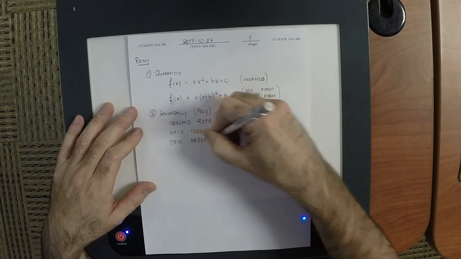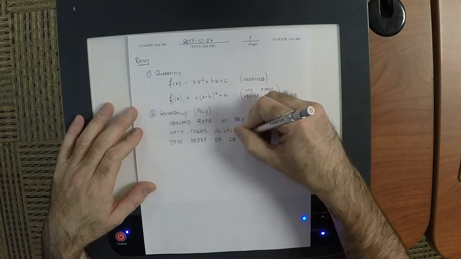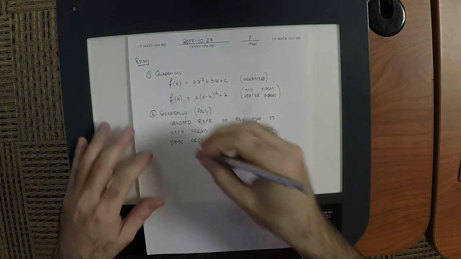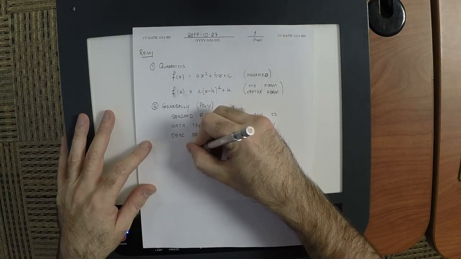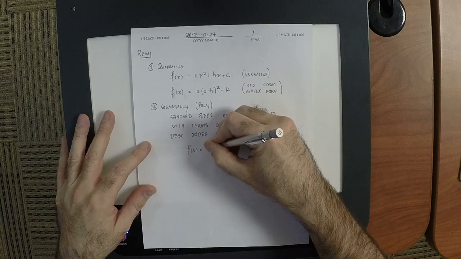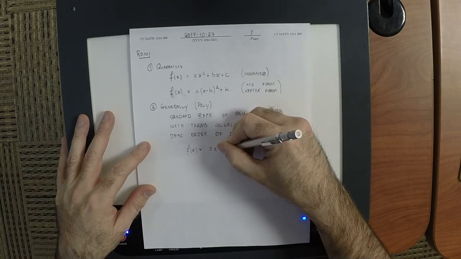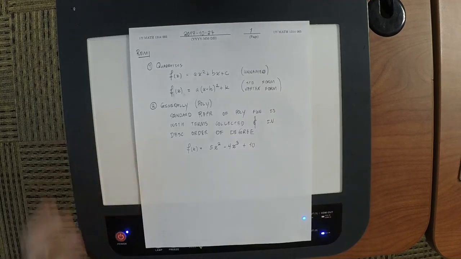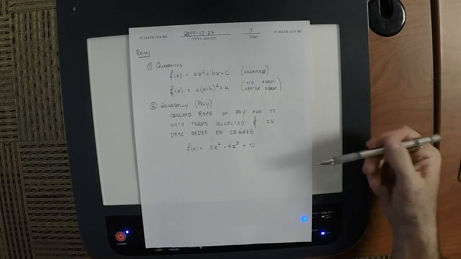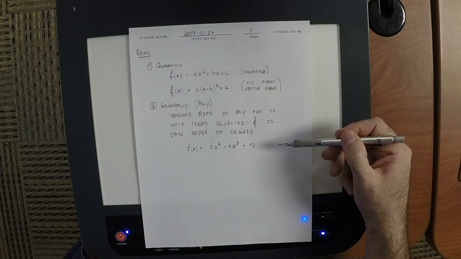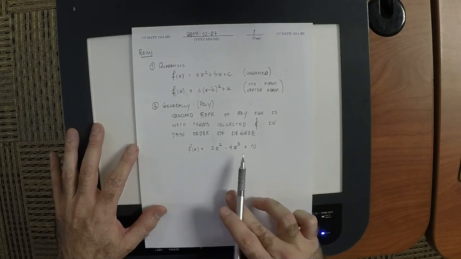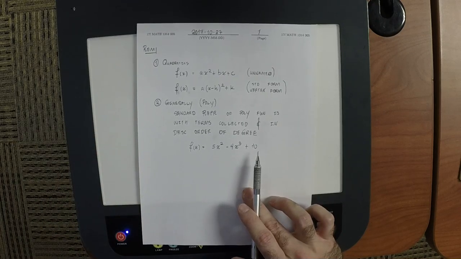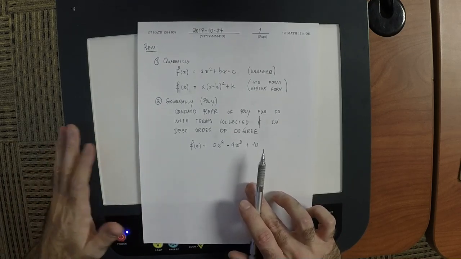So here's the thing. I could write this polynomial function. For example, f of x is, say, 5x squared minus 4x cubed plus 10. So what degree is this polynomial? It's degree 3. Because this term has degree 2, that term has degree 3, and that term has degree 0, the constant term. So that means that this polynomial is not currently represented in standard form.